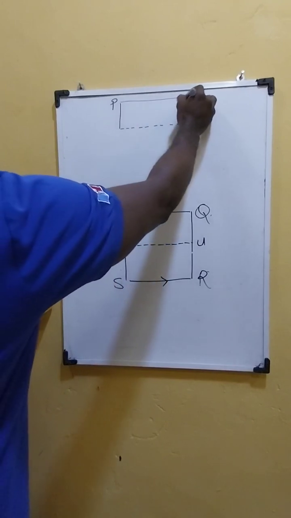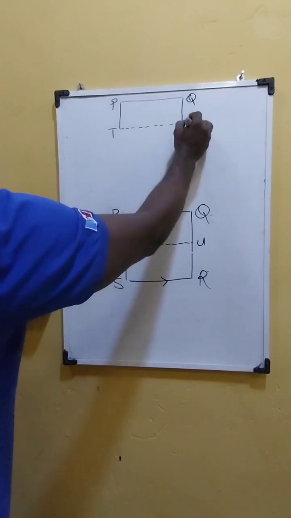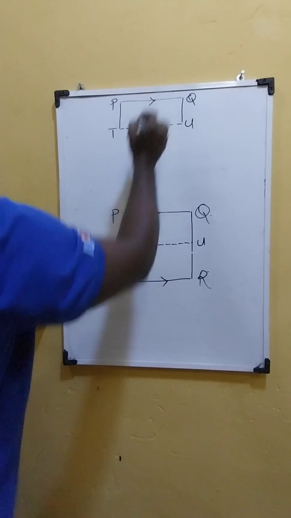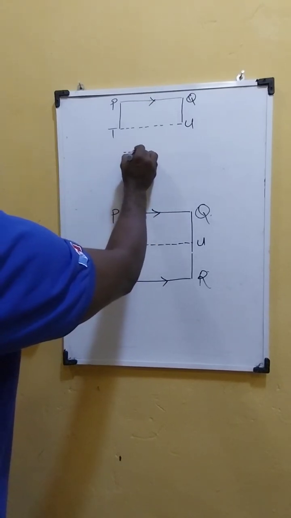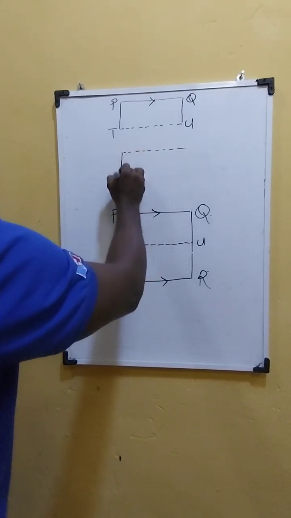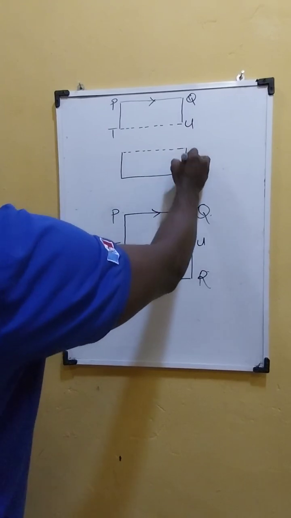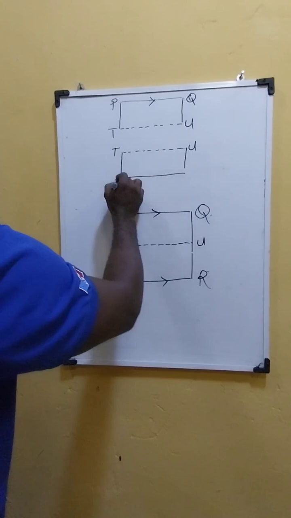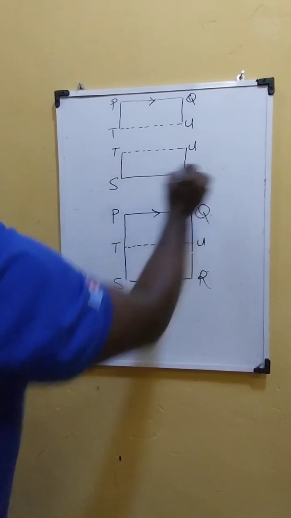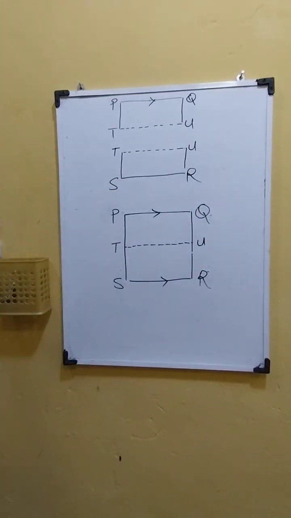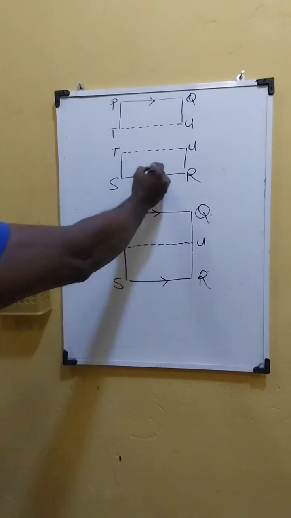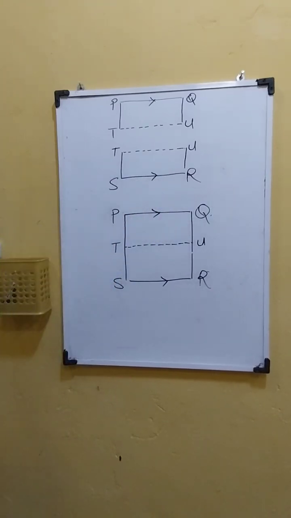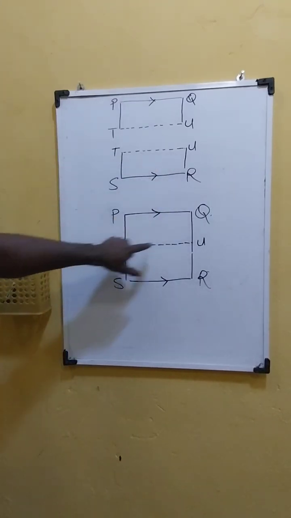PQ and TU. Then we come here. This is another TU, S arrow. So you see that it still remains as a quadrilateral. We have separated it because it has a midpoint.